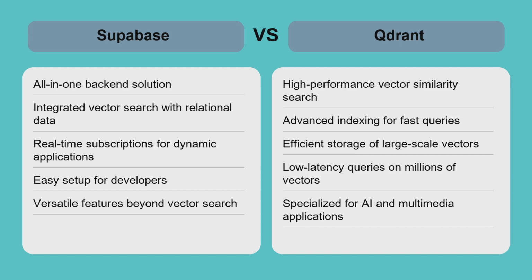Its specialized indexing delivers lower latency and higher throughput but requires additional tools for back-end features. The trade-off is between convenience and specialization. Supabase offers a broader ecosystem with moderate vector search performance, while Qdrant delivers top-tier vector search speed and scalability at the cost of added infrastructure complexity.